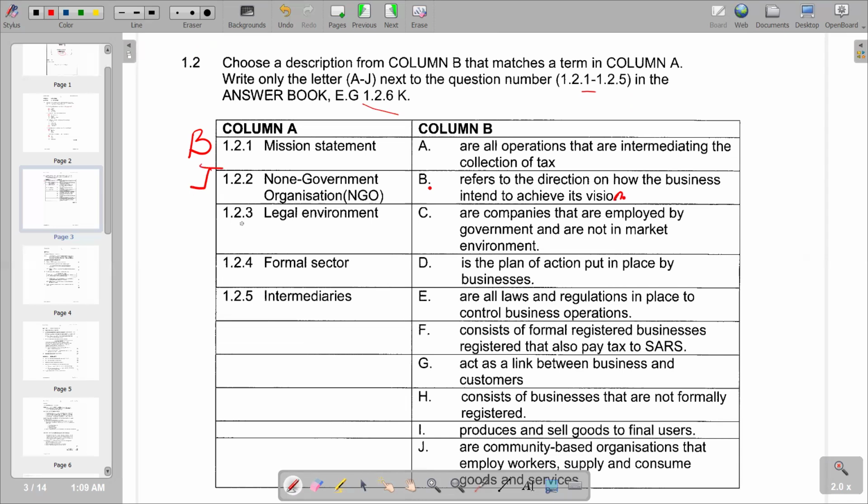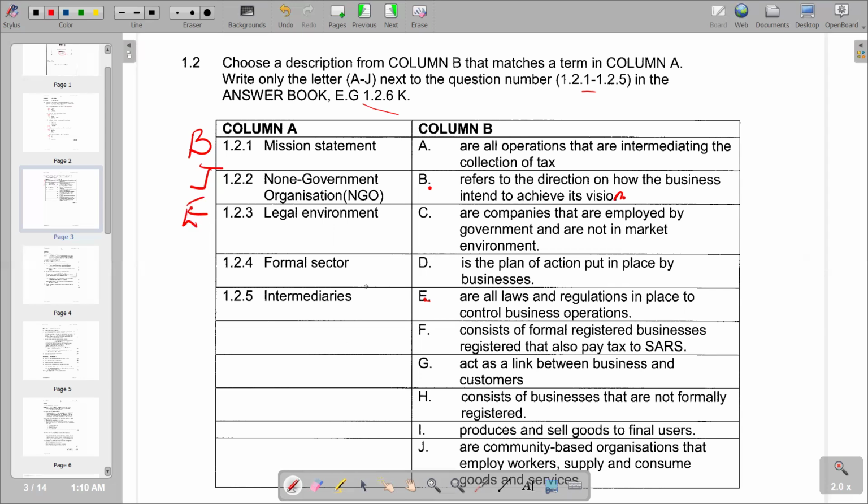Go to the next one, which is now 1.2.3, legal environment. The legal environment is the environment that consists of the rules and laws that govern business. So we check according to the responses that we have. You'll see that we have E, which says all laws and regulations in place to control business operations. So we have E as the correct response.